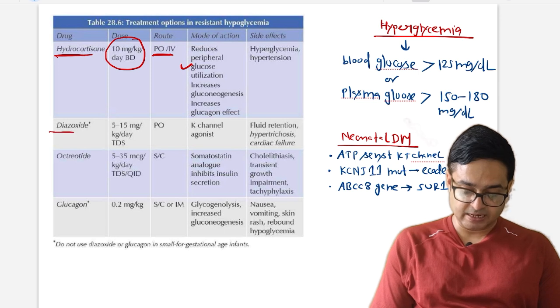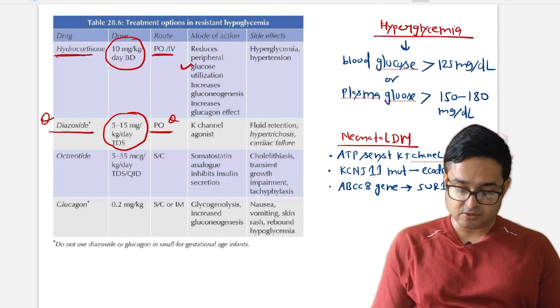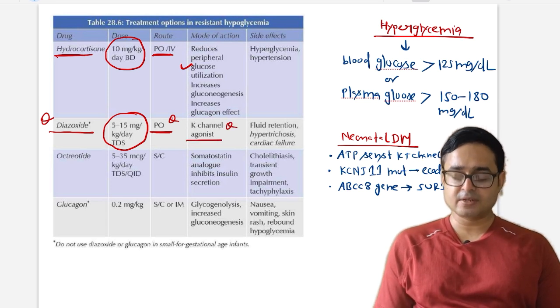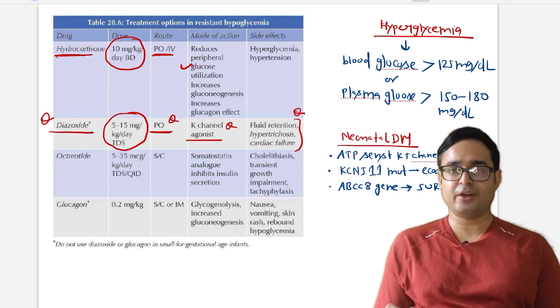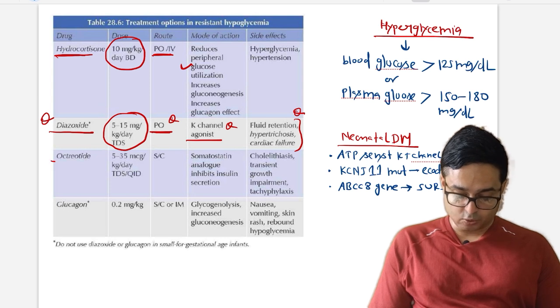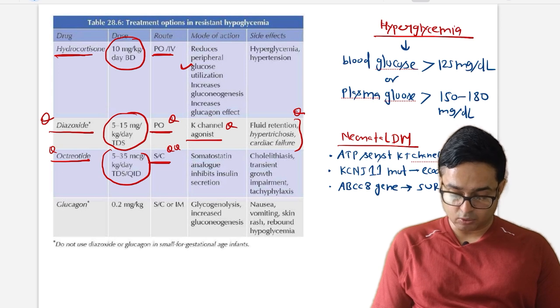Other drug, diazoxide, very important. Dose you have to remember: 5 to 15 milligram per kg per TDS, and remember it is an oral dose. Also remember the mode of action: this is a potassium channel agonist. Also remember the side effects of this important drug: fluid retention, hypertrichosis, and cardiac failure. Octreotide dose you have to remember: 5 to 35 mcg per kg per day. This is subcutaneous, again very important. This is a somatostatin analog. And what are the side effects? Cholelithiasis, transient growth impairment, and tachyphylaxis.